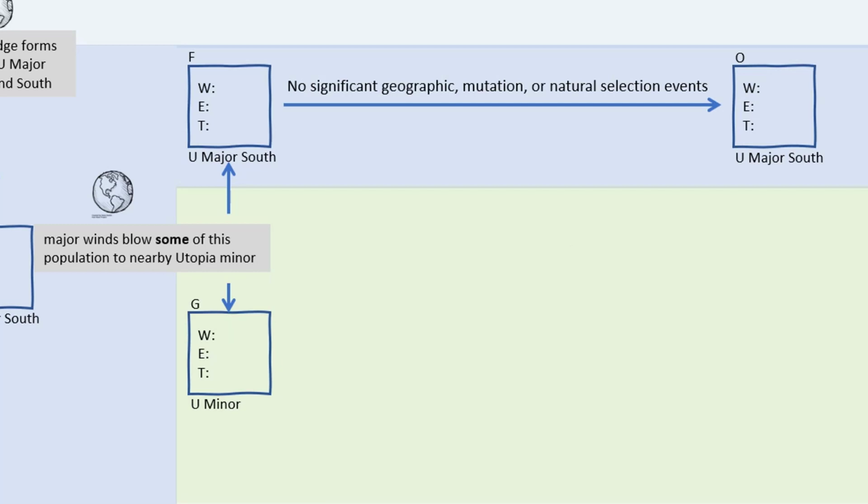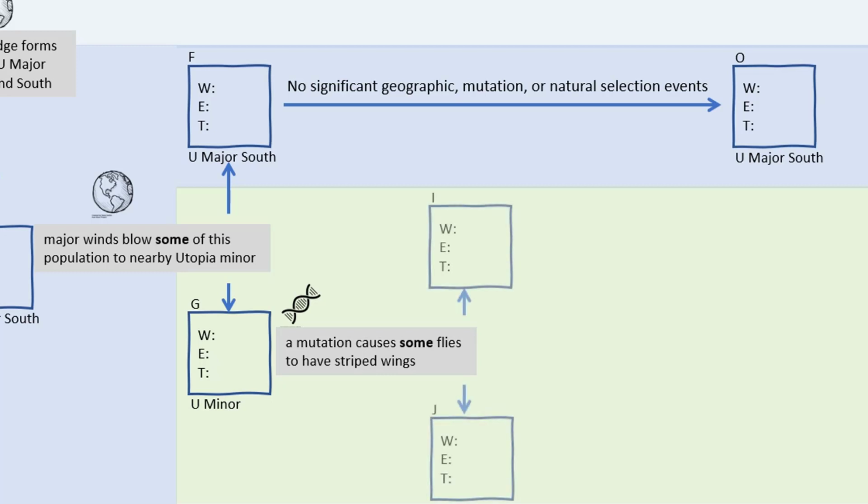But population G will experience an event. A mutation causes some of the flies to have striped wings. This splits the population into two new ones, I and J. Pause the video here and fill in the traits for these new populations. The population that looks the same as before will be I, and the population with a new trait will be J.